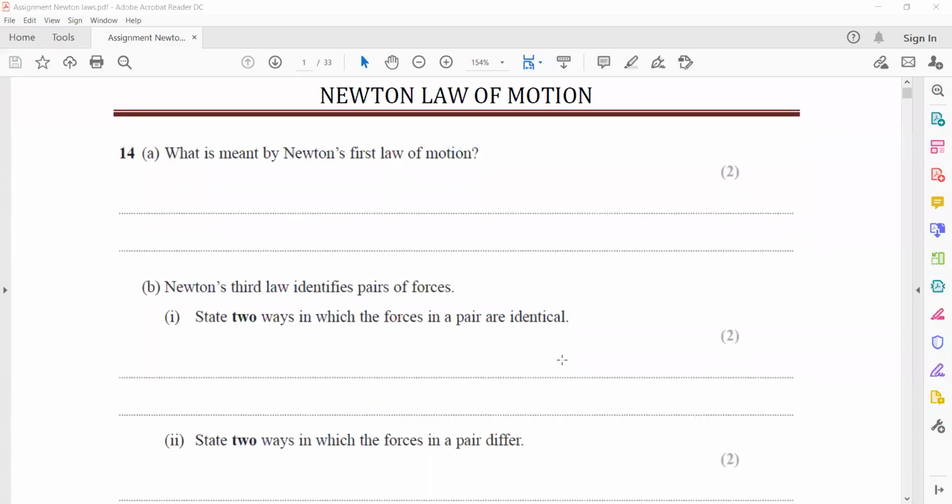So these are the questions. The first question is, what is meant by Newton's first law of motion? So you need a statement for the first law. What is the meaning of the first law? You will mention: if there is no resultant force, the object will remain at rest or move with a constant speed.